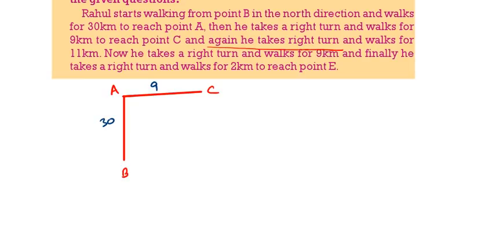Now this is an east facing person. Taking a right means moving to the south. Now he is moving to the south and walks how many meters this time? 11 meters. He is just walking 11 meters. Now he takes a right turn.